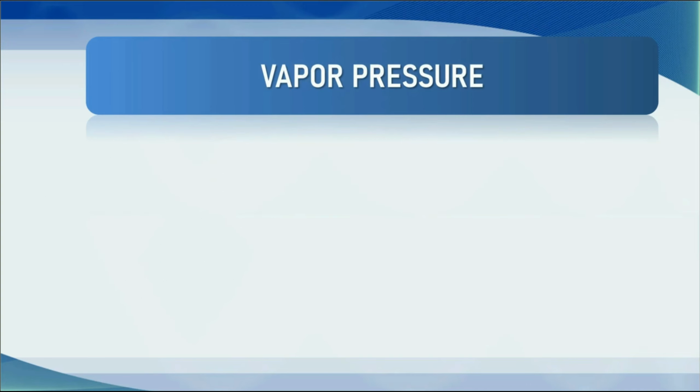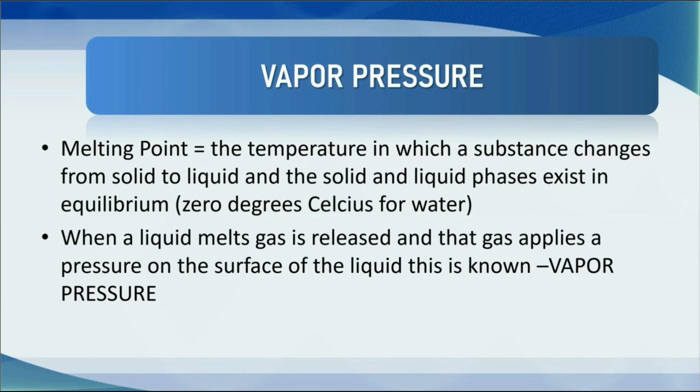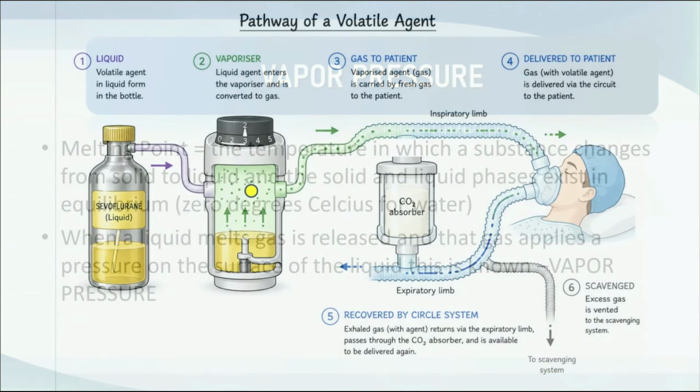A term that you'll encounter is the vapor pressure. The melting point of any substance is the temperature at which the substance changes from solid to liquid, and the solid and liquid phase exist in equilibrium. That's 0 degrees Celsius for water. When a liquid melts, gas is released, and that gas applies a pressure on the surface of the liquid known as the vapor pressure. And that's what we're working with when we're using volatile agents.